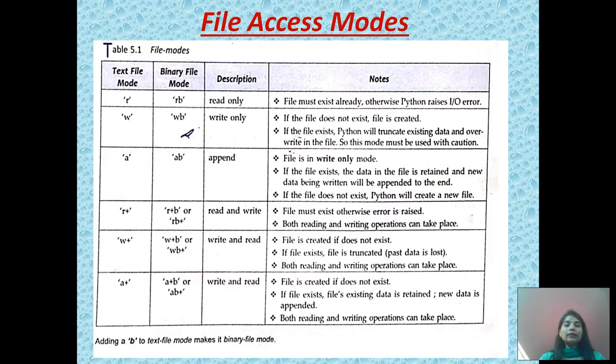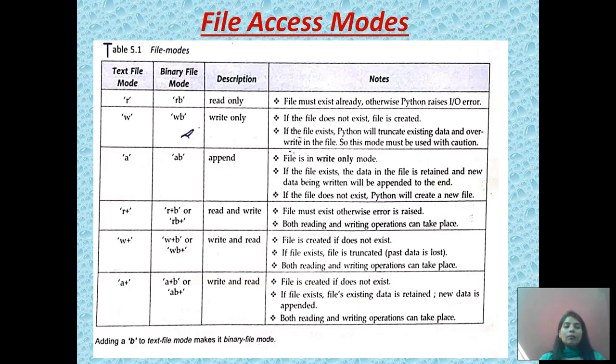Next is A, which is append. In a binary file, you will write AB. This file is in write mode only, and if the file exists, then the existing data should remain in the file and the new data is added at the end. The third point is that if the file does not exist, then Python will create a new file.